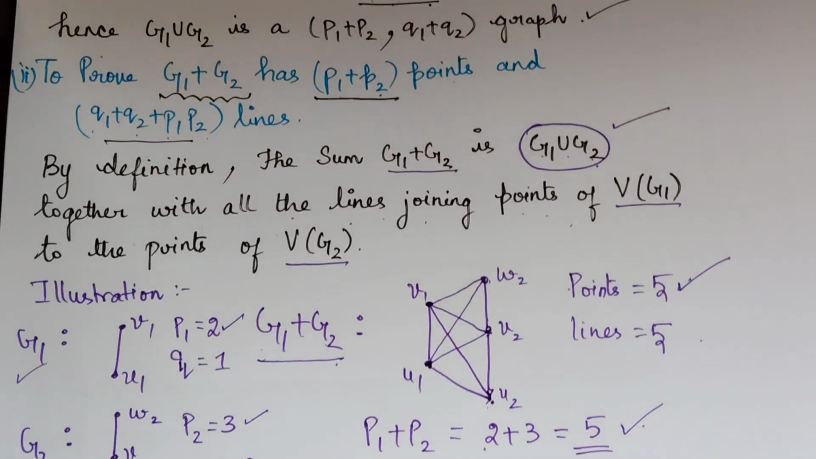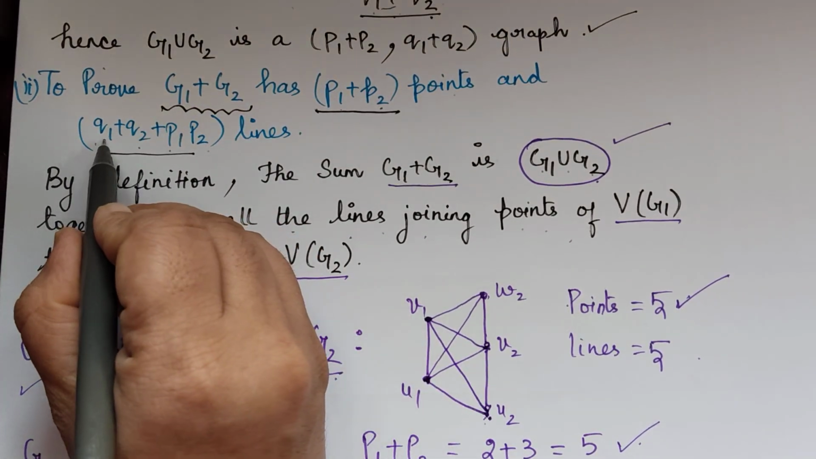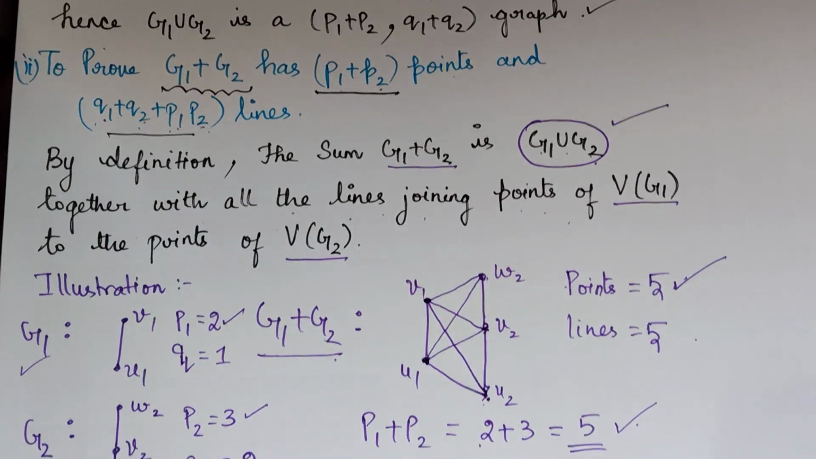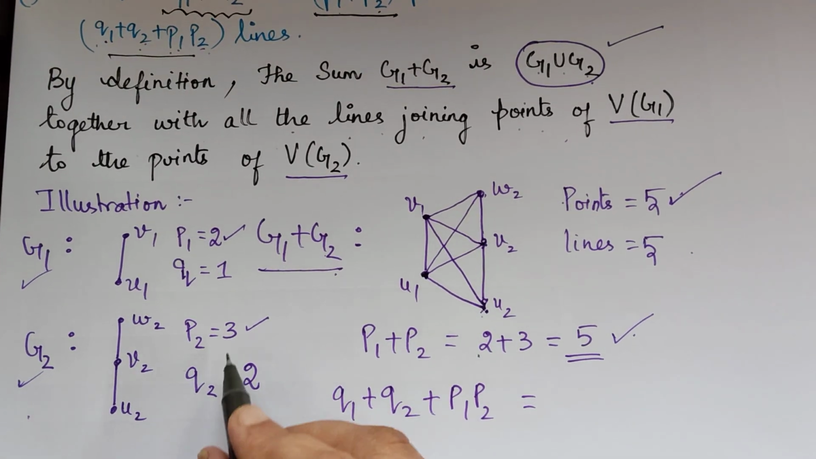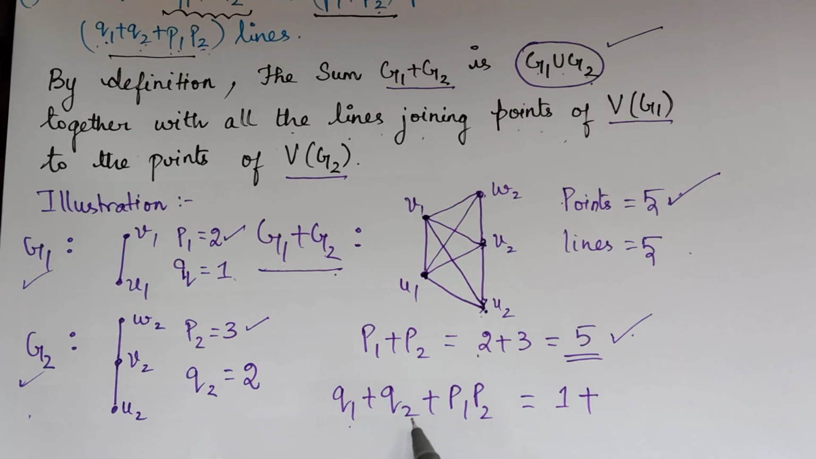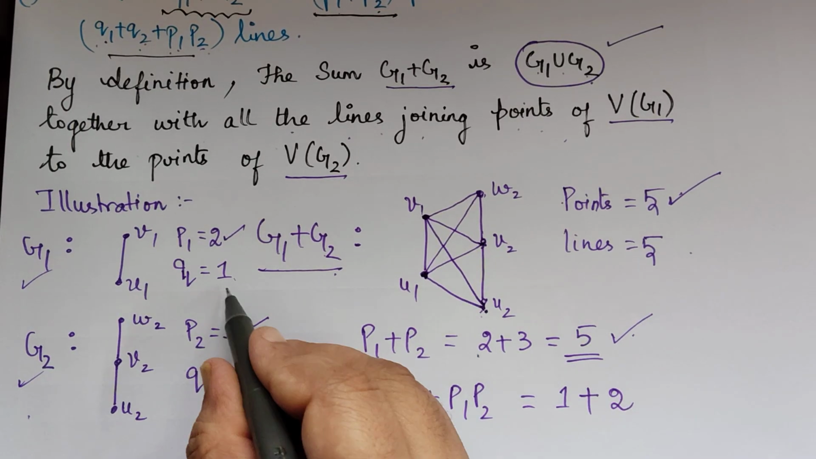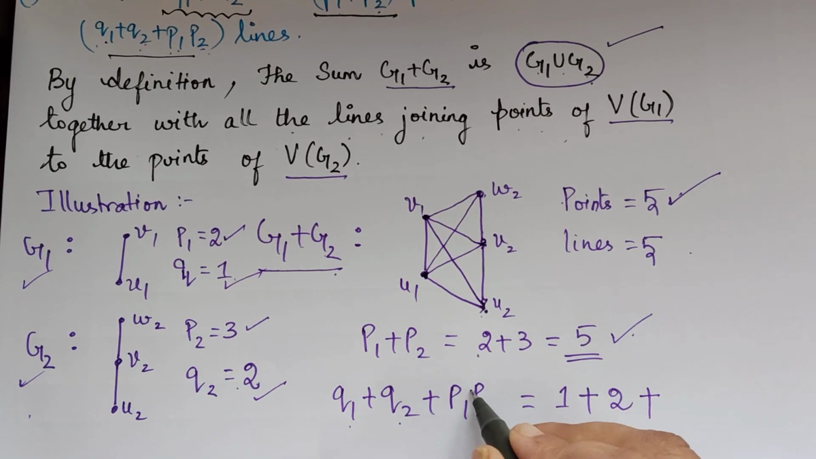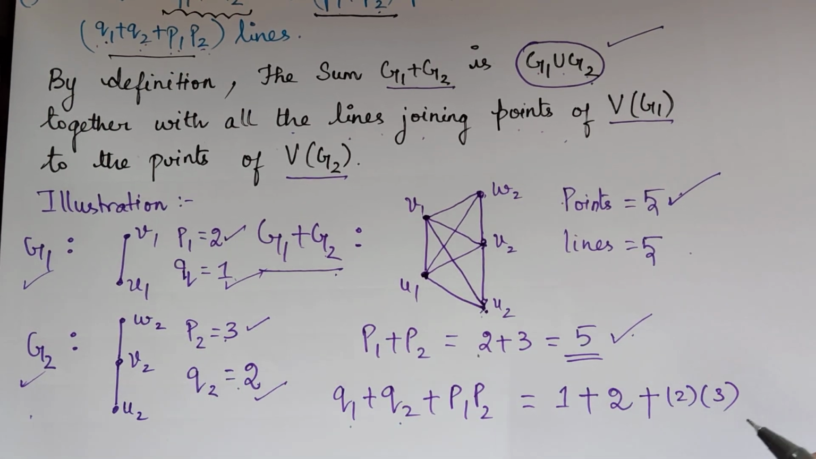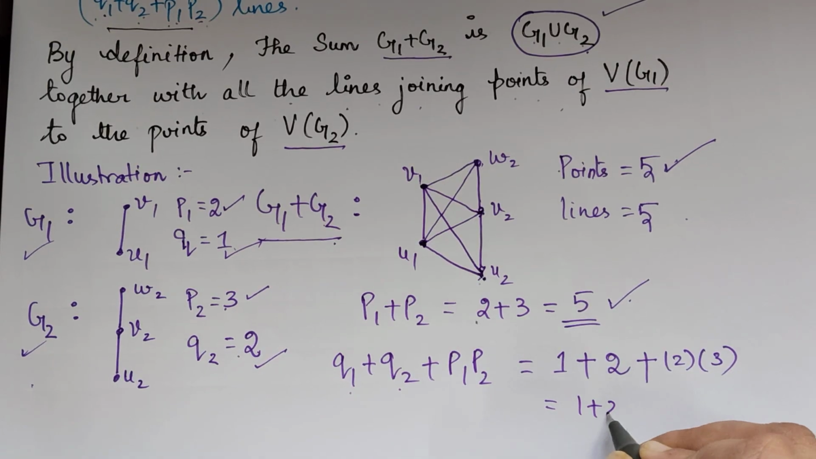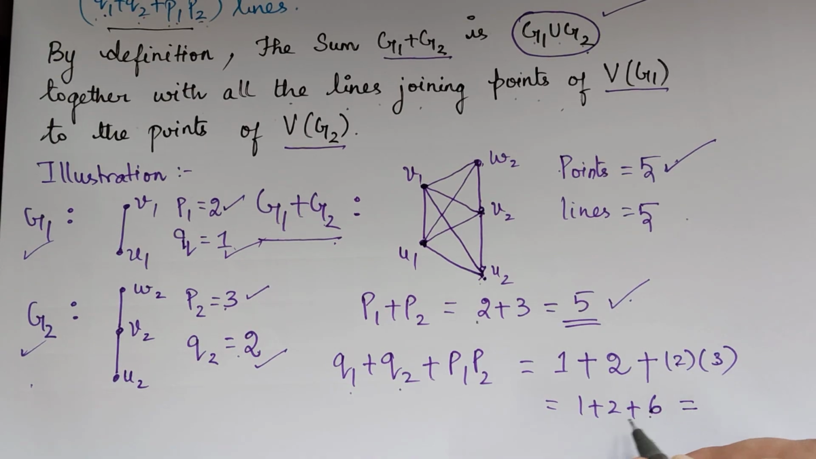In a similar way, how many lines should it have? So we have to prove that it has Q1 plus Q2 plus P1 P2 lines. So what is Q1 plus Q2 plus P1 P2? Q1 is 1 plus Q2 is 2. So this is Q1 plus Q2 plus P1 P2. P1 is 2. We have to multiply this with P2, which is 3. So if we check now, it will be 1 plus 2 plus 3, 2 times is 6. And that will be equal to 6, 7, 8 and 9.